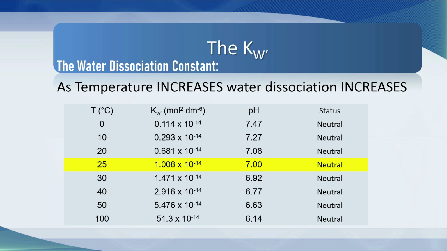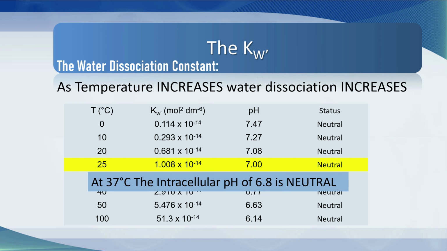As blood becomes cooler, it is less dissociated. As it becomes warmer, it becomes more dissociated. But I want you to look at the numbers beyond 25, to 30, to 40. Notice the way the pH drops. At 40 degrees, the pH of water is 6.77. And that's really interesting because at 37 degrees, the intracellular pH is 6.8, which is chemically neutral.